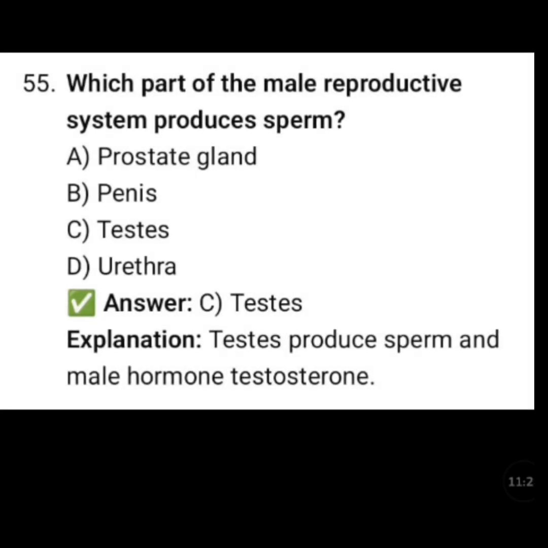Which part of the male reproductive system produces sperm? Prostate gland, penis, testes, urethra. The correct answer is option C, testes. Testes produce sperm and the male hormone testosterone.